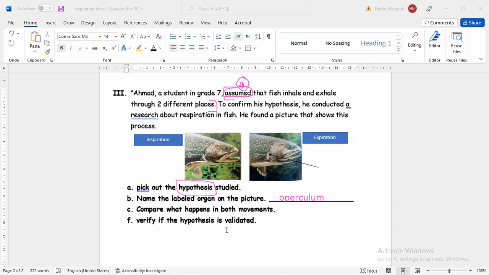Yes, it was validated. And was the hypothesis of Ahmed true? Was it correct? Yes, it was correct, because as the picture shows, respiration happens through two different places, through the mouth and through the operculum. The fish inhale through the mouth and exhale through the operculum. That's why they work alternatively. When the mouth opens, the operculum closes, and vice versa. So we say that yes, the hypothesis is validated since the picture shows us that the fish inhale through the mouth and exhale through the operculum.